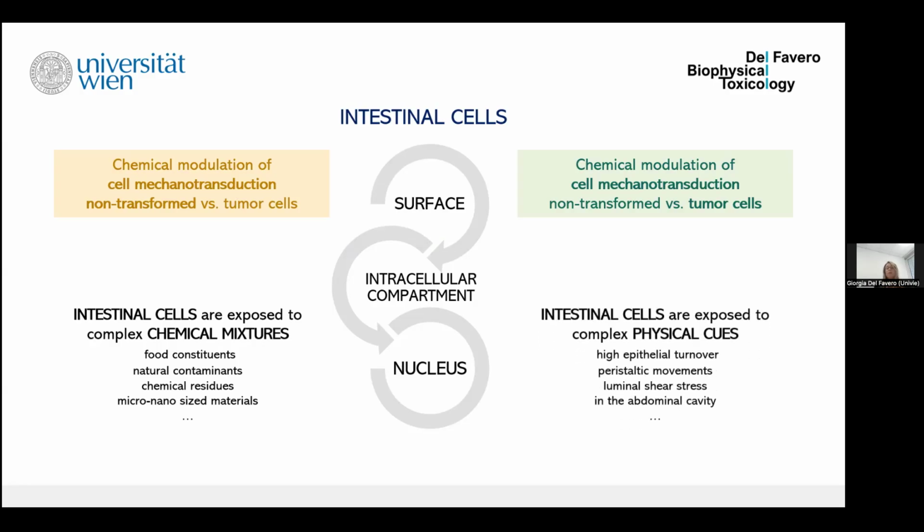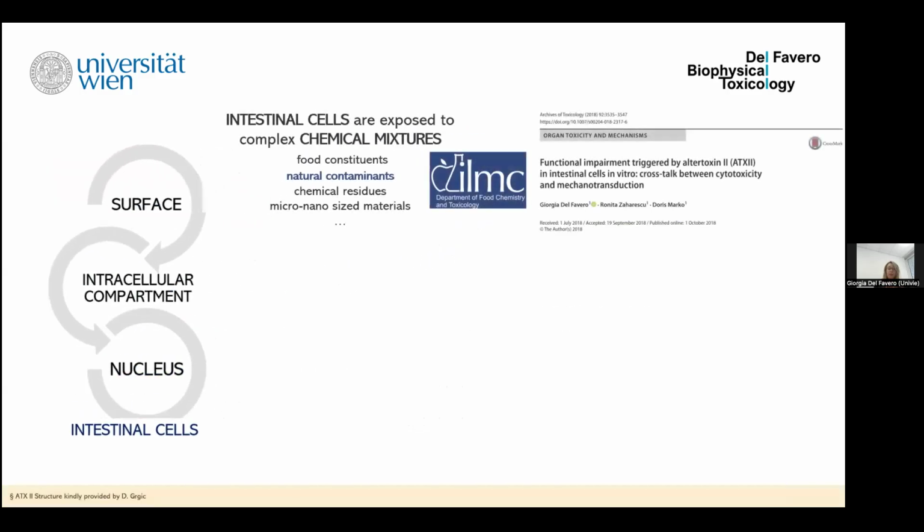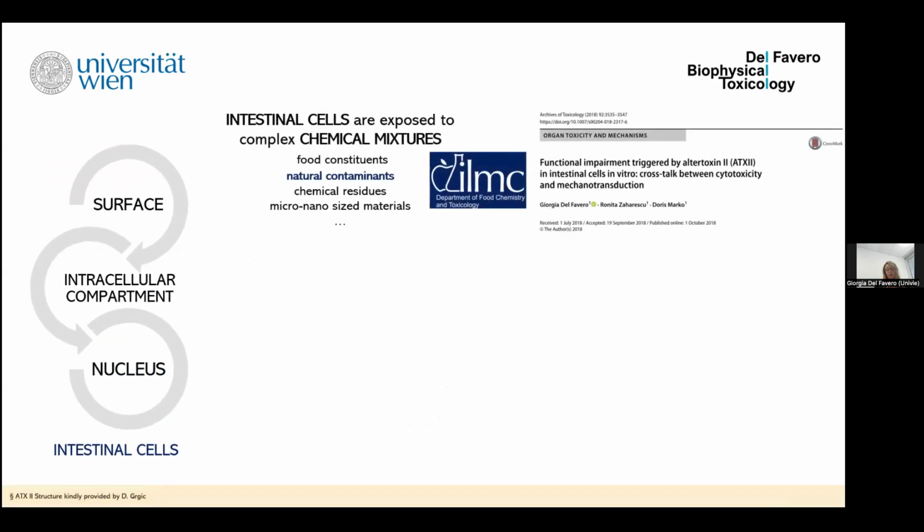But you also have a wide variety of physical cues to which the intestinal cells are exposed. In the intestine, for instance, we have a very high epithelial turnover. We have the constant peristaltic movement, allowing the transition of the intestinal content along the way. You have luminal shear stress, and also at the macroscopic level, the movement of the organ in the abdominal cavity. So for the first example today, I would like to focus on natural contaminants.